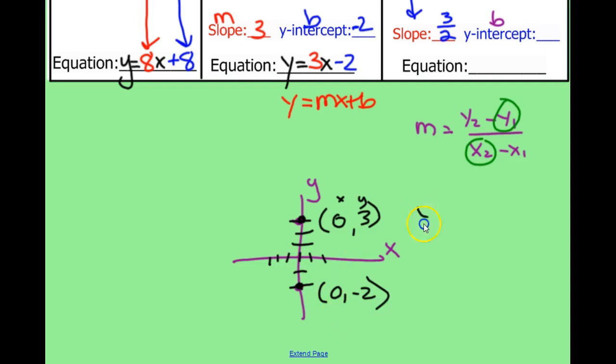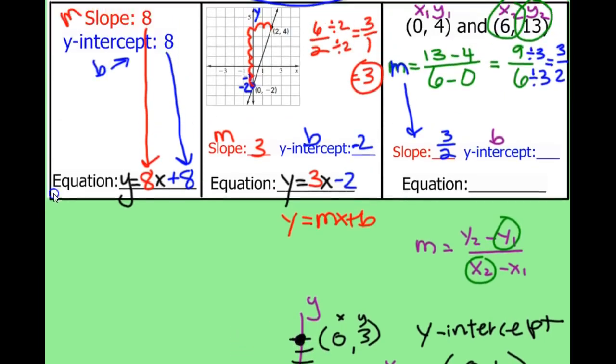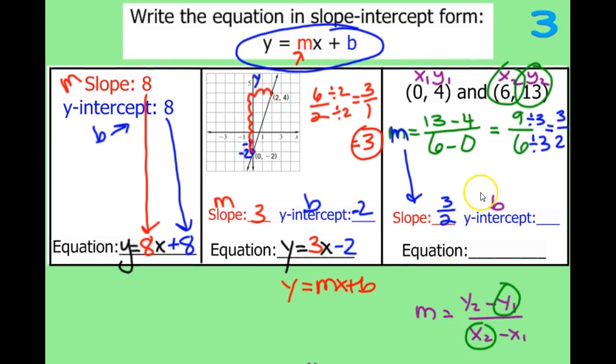So in order to find our y-intercept, we need to look for a point that has a 0 first. Whatever the other number is going to be b, our y-intercept, where we're crossing the y-axis. So looking at this point up here, we need to look for a point that has a 0 first. Well, this point right here has a 0 first. It's the point 0, 4, so our y-intercept is just 4.